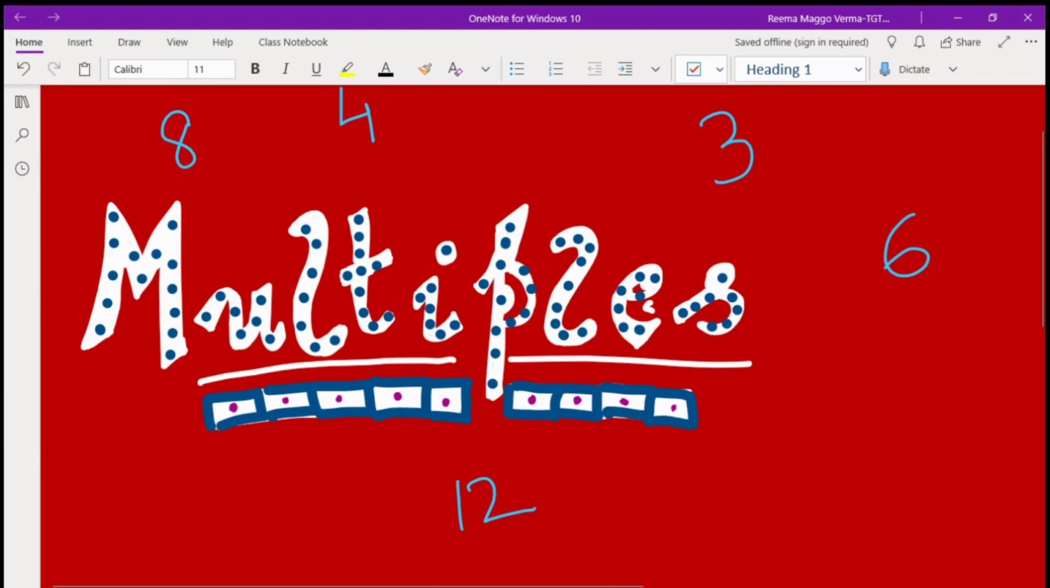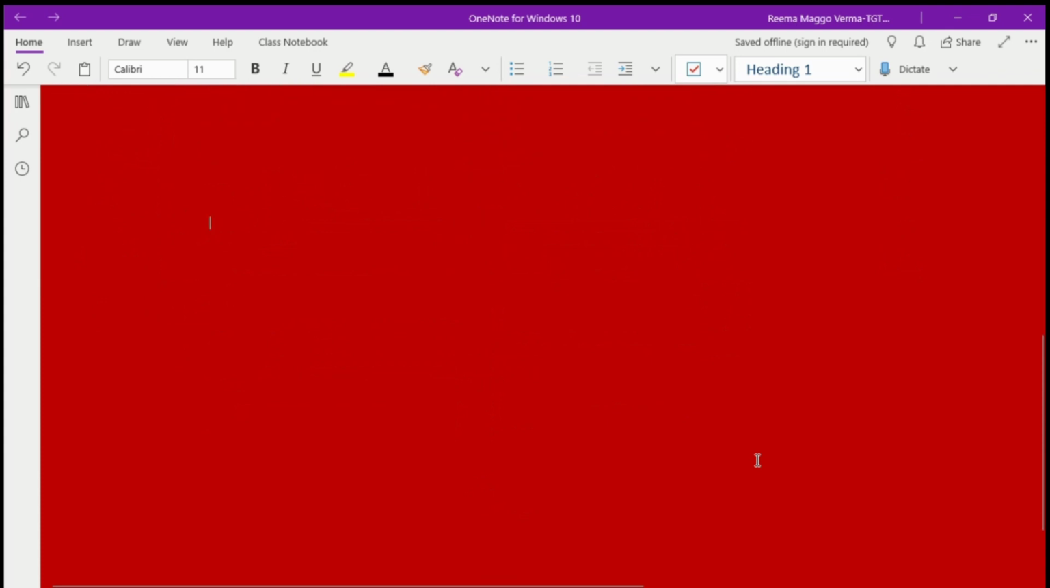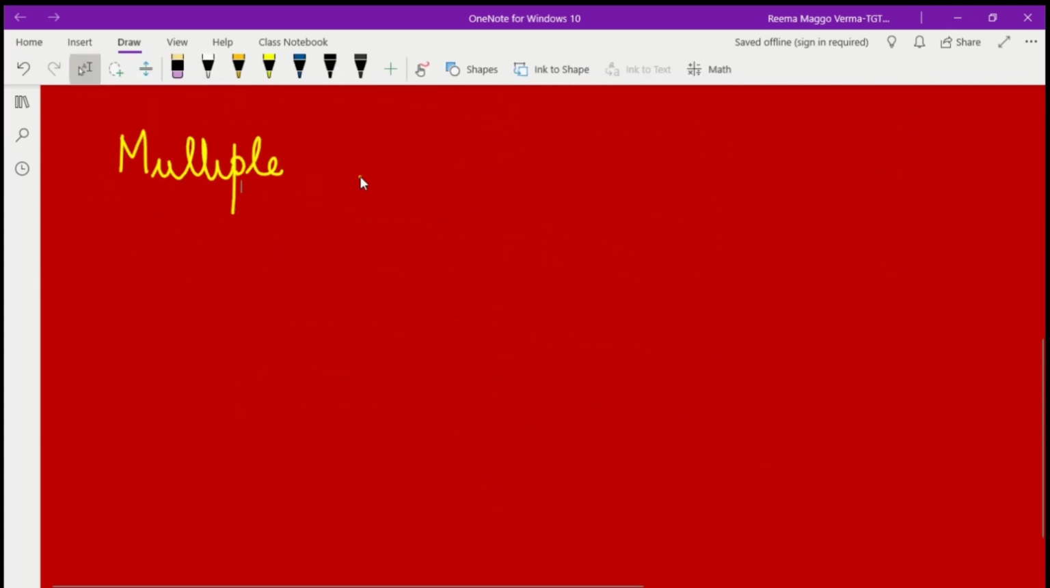Today we are going to discuss multiples. Here we are trying to make school math more interesting and beautiful. So let's start. The word multiple means many. So let's see how we can interpret it in maths.